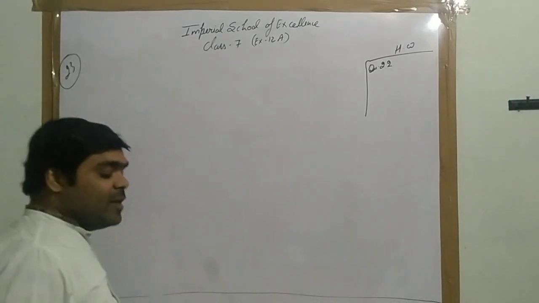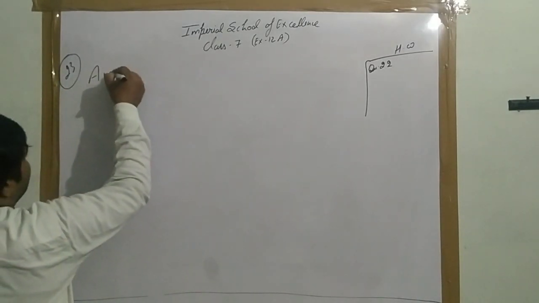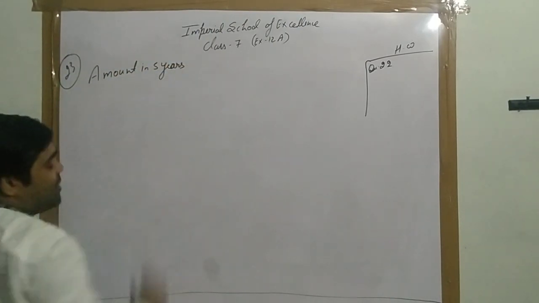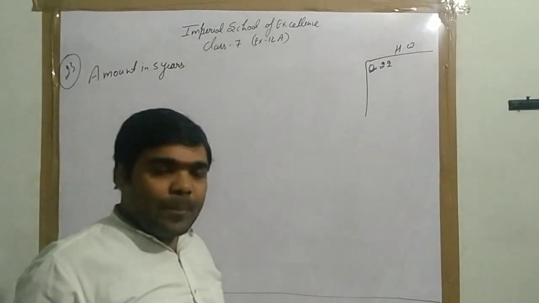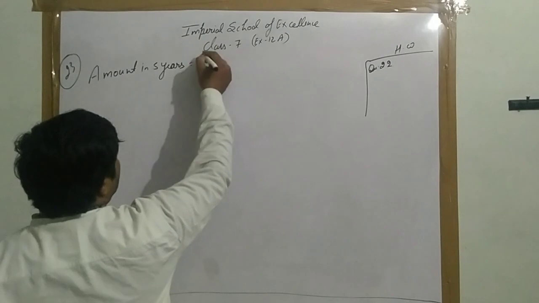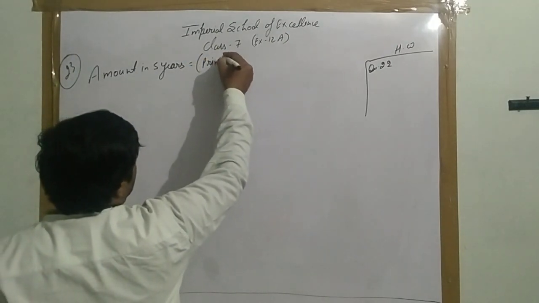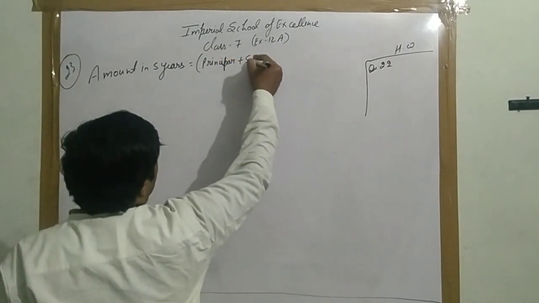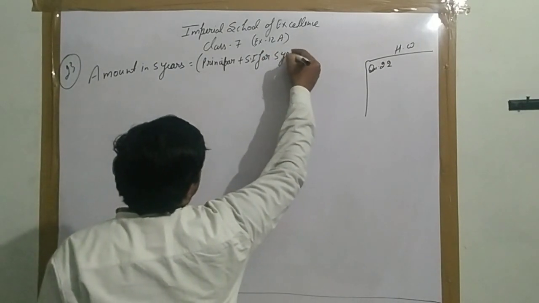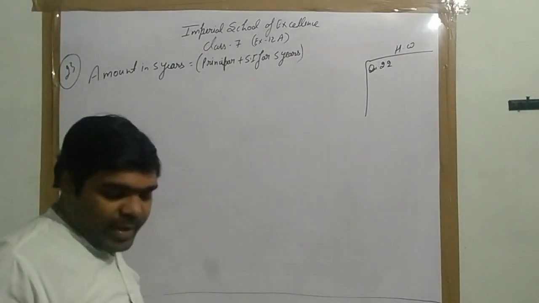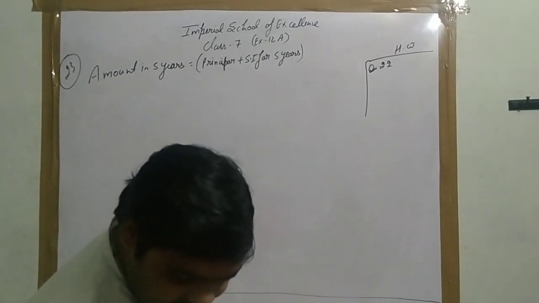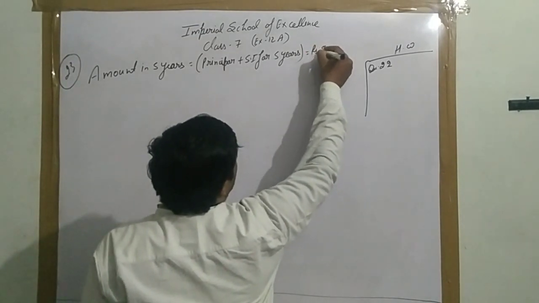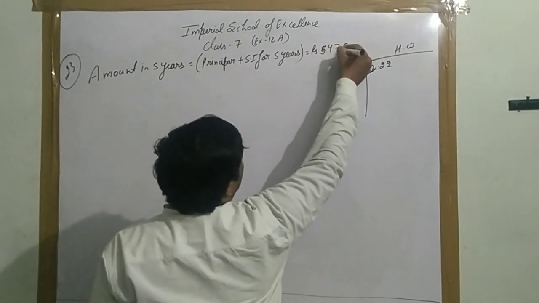So for question 23, amount in 5 years. First of all, you have to write amount in 5 years. What is your amount in 5 years? Principal plus SI for 5 years equals principal plus SI for 5 years, which is given to you as 5,475 rupees. 5,475 is given to you.